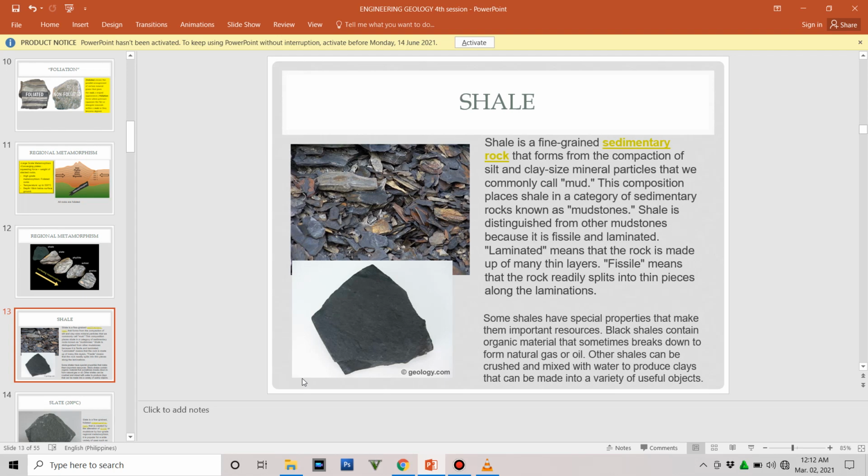Okay, so the major composition of shales are actually clays. Okay, it is represented by a large amount of kaolinite, and then montmorillonite and illite. So, yun yung mga mudstones. So, this is the late tertiary mudstones. Okay? Yung mga shales.